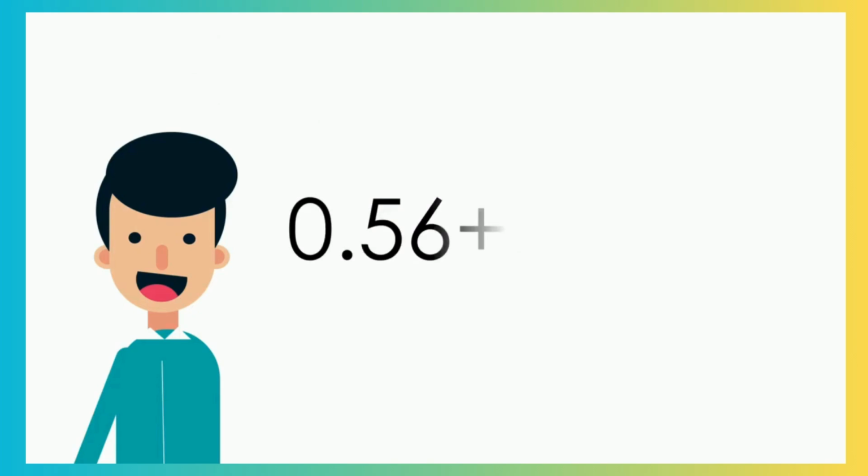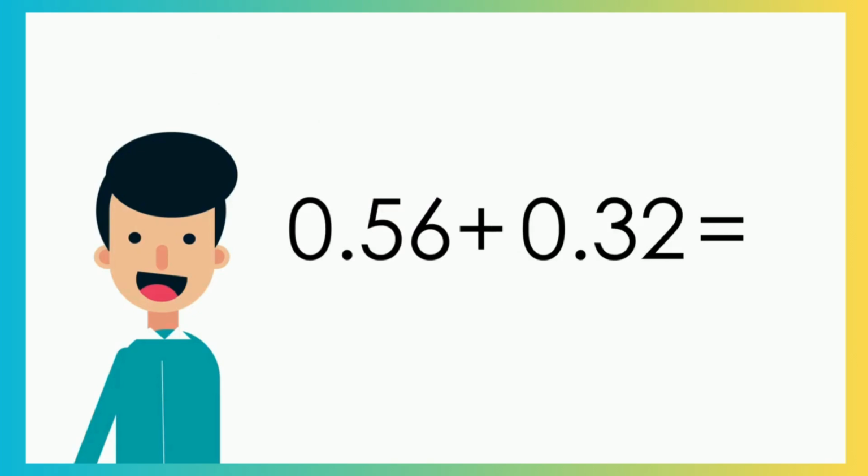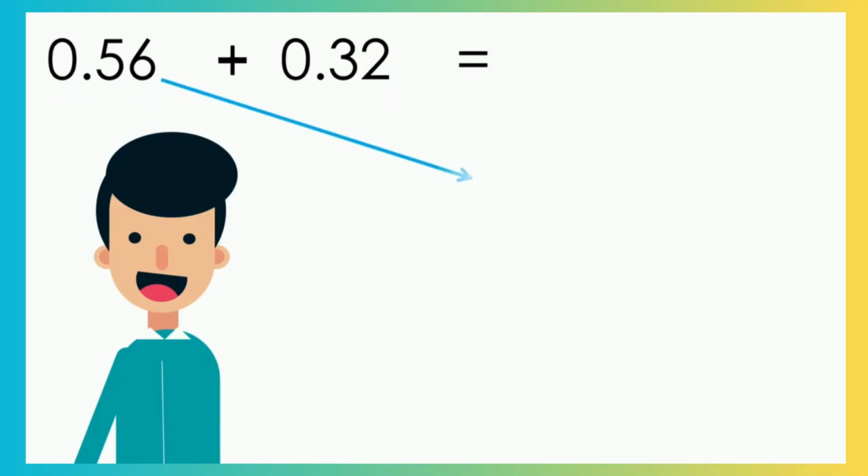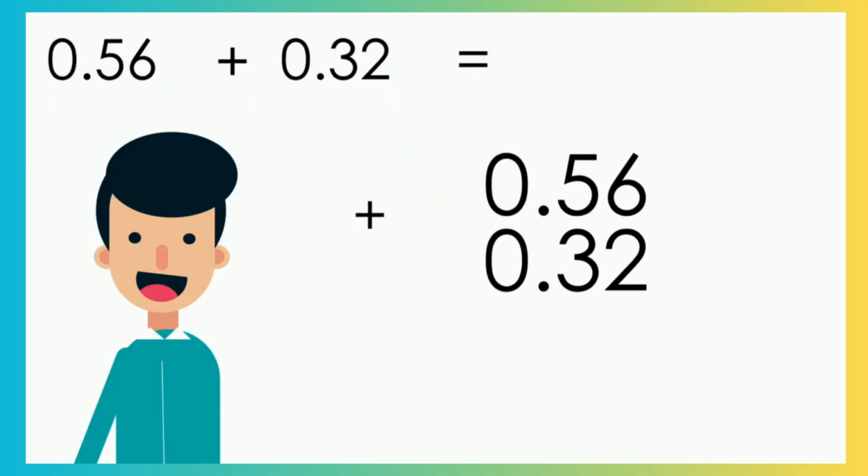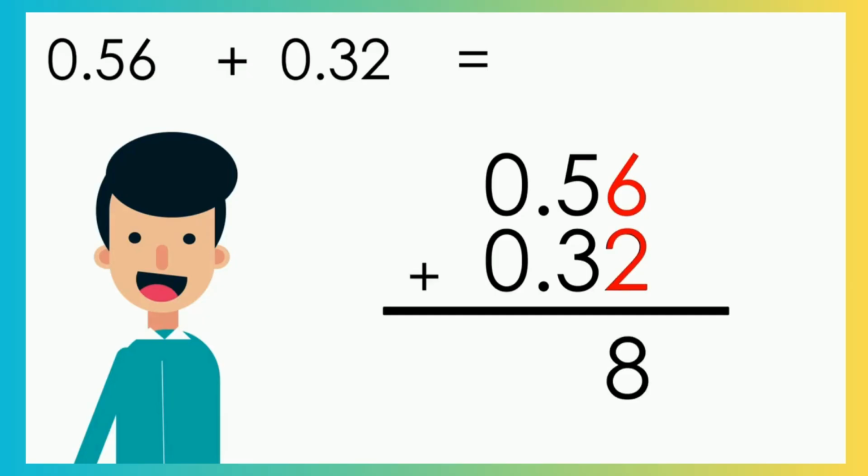Now let's start adding decimals. Here we have 0.56 plus 0.32. Again, just like how we add whole numbers, we can rewrite the whole equation in vertical form. In doing so, make sure that the decimal point as well as the decimal places are aligned. In adding decimals, we start from the rightmost corner. So that's just 6 plus 2 and the answer is 8.